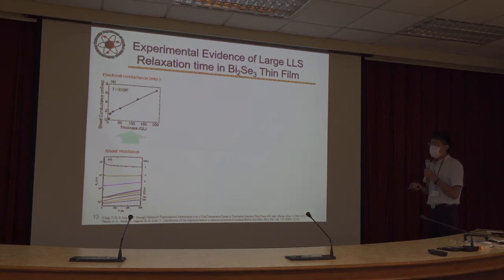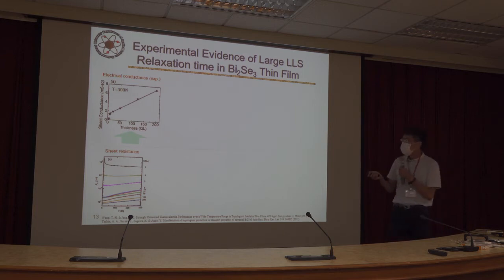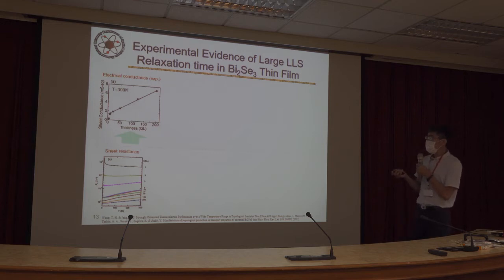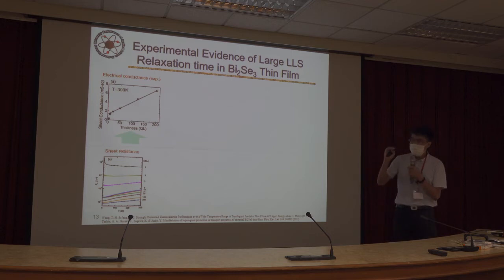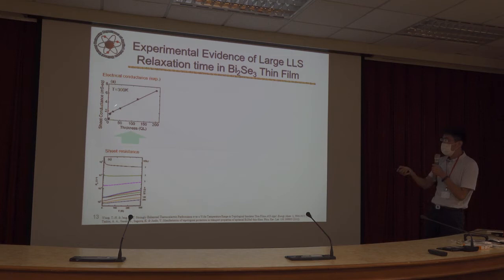This is the measured electrical conductance as a function of the film thickness. Here we can see when the film thickness is larger than 6 quintuple layers, the electrical conductance increases linearly with increasing thickness. And if we extrapolate this line to zero thickness, we find a large zero-thickness conductance, and this should come from the topological surface state. And then we can see when the film thickness is reduced to smaller than 6 quintuple layers, the electrical conductance decreases abruptly. This should be due to the interaction between the topological surface states at different sides.